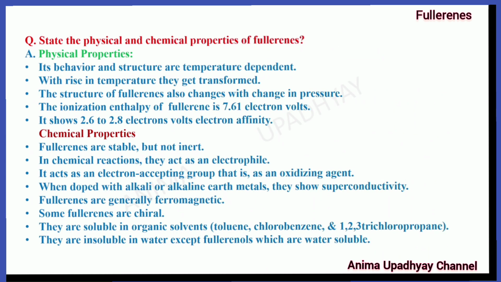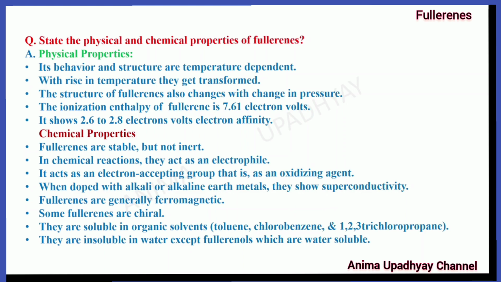State the physical and chemical properties of fullerenes. The physical properties include the behavior and structure of fullerenes, which is temperature dependent. With rise in temperature, they get transformed or changed. The structure of fullerenes also changes with change in pressure. The ionization enthalpy of fullerene is 7.61 electron volts. It shows 2.6 to 2.8 electron volts electron affinity.